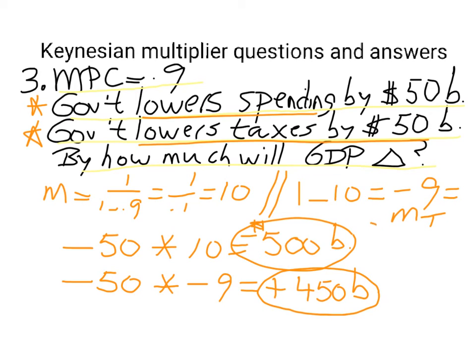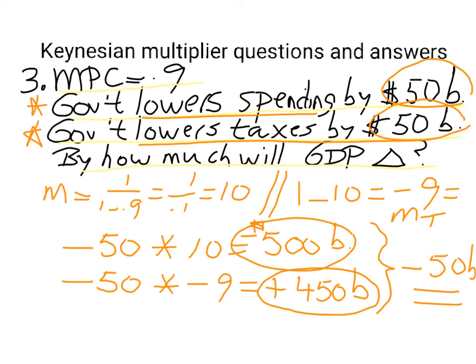$450 billion. If you combine these two, we will notice that GDP will go down by $50 billion. Minus 500 plus 450. Minus $50 billion. Minus 50, by the way, is the exact same amount that we used when we said we're going to lower government spending by $50 billion and we're going to lower taxes by $50 billion. So that's the exact same amount.